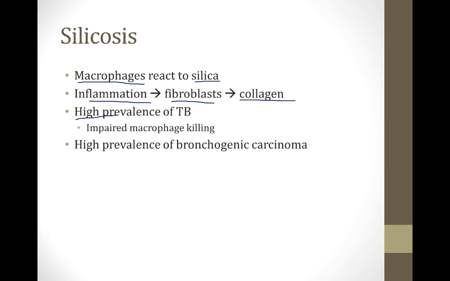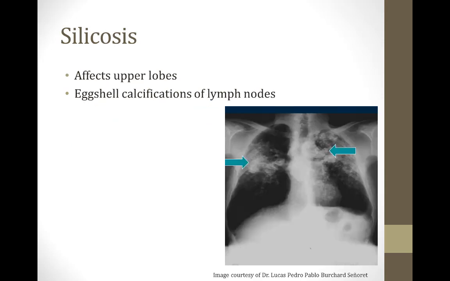There's a very high prevalence of tuberculosis among occupational workers with silicosis, and it's believed that this is because there's impaired macrophage killing of the tuberculosis bug. There's also a very high prevalence of bronchogenic carcinoma among silicosis workers. Just like coal miner's lung, silicosis tends to affect the upper lobes, and there's a classic radiologic finding for silicosis you should know about called eggshell calcification of lymph nodes.